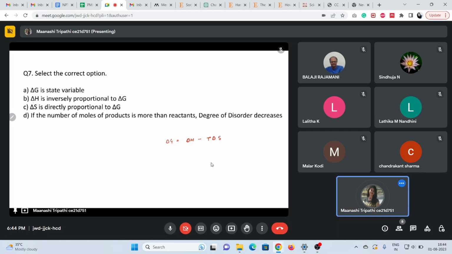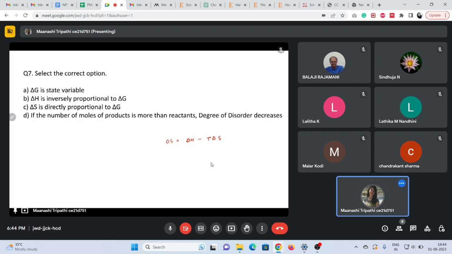And this part: if the number of moles of product is more, the degree of disorder decreases. No, it's not, it increases. So the answer is option A. Delta G is a state variable because it does not depend upon the path.